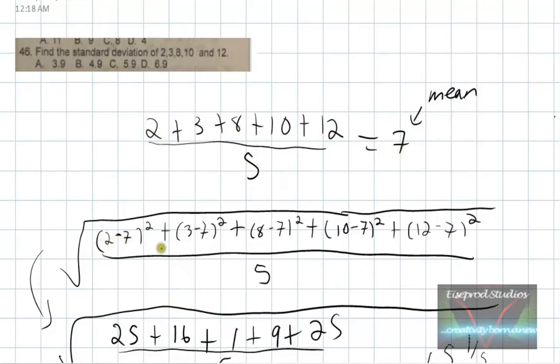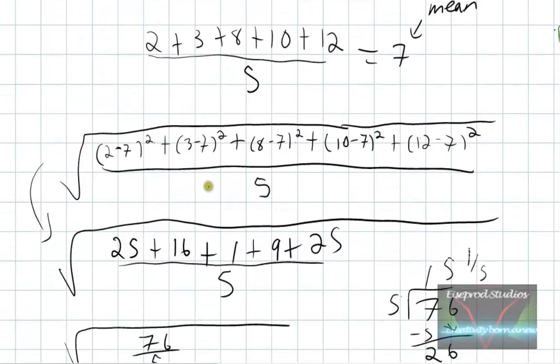So I did 2 minus 7 and 3 minus 7, 8 minus 7, so on and so forth. And for each one of those, you're going to square whatever you get. This way, negatives won't cancel each other out with positives and so on. And you're also going to want to divide all of that added together by 5. So essentially you're finding the mean of the deviation. Then you want to take the square root so that it's really the standard deviation.